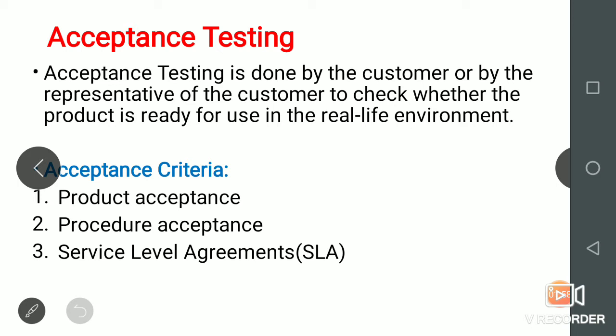Acceptance criteria. The next point is acceptance criteria. In total, three acceptance criteria are there. Those are product acceptance, procedure acceptance, and service level agreements. We'll see the first one, that is product acceptance. The first acceptance criteria is product acceptance.